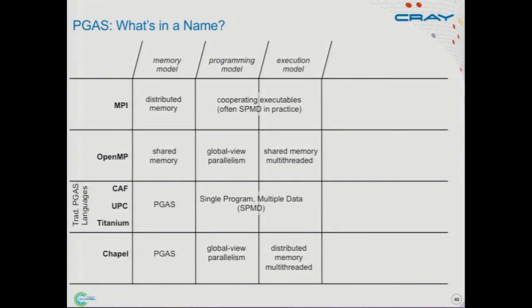Again, in most cases, it tends to be SPMD in practice. OpenMP has what I call global view parallelism, the creation and destruction of parallelism within the code, and the execution model is a shared memory multi-threaded scheme. Chapel's very similar to OpenMP on this axis. It also has global view parallelism: you create and destroy parallelism as your program runs. But our execution model is distributed memory multi-threaded, so rather than being constrained to a shared memory, we're going across multiple memories. As you'll hear later on tonight, OpenMP is looking at having distributed memory within a node as well, so arguably they're going in this direction. But historically, it's been restricted to shared memory.